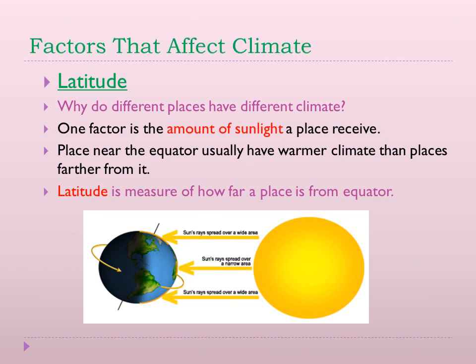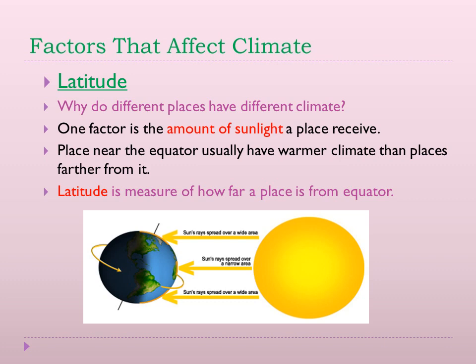What are the factors that affect climate? Different areas of the world have different climates. Some factors that affect climate include latitude, elevation, and closeness to a large body of water. So the first factor is latitude. One factor that affects the climate of a place is latitude. What do we mean by latitude? Latitude measures how far a place is from the equator.